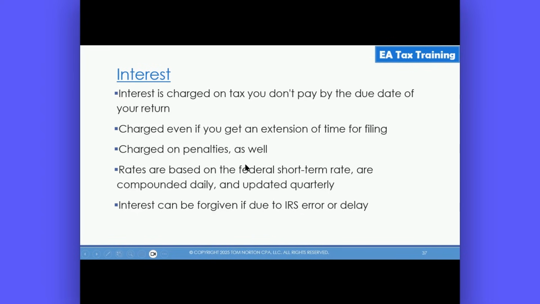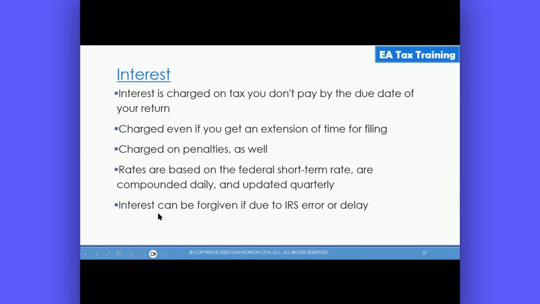So what this means is, and you will probably get a question on the exam about this, they're going to ask, how are the interest rates compounded? A, annually, B, quarterly, C, monthly, D, daily, etc. So they are compounded daily. So you will want to know that. They are updated quarterly. What that means is every quarter, the IRS will publish what the interest rates are for that quarter. So they're updated quarterly, but they are compounded daily. Again, you want to know that.